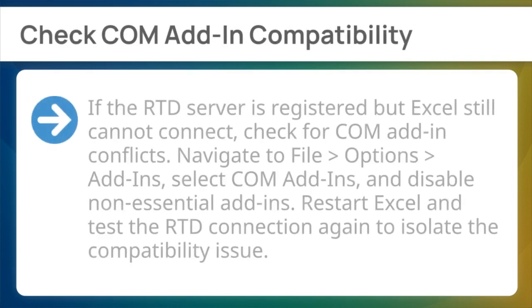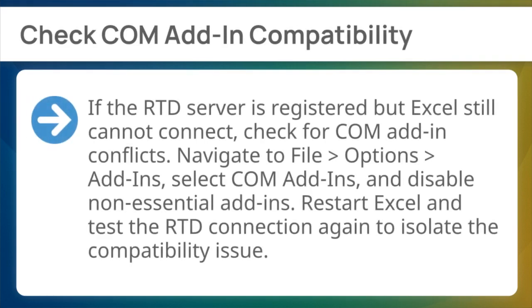Finally, check COM add-in compatibility. If the RTD server is registered but Excel still cannot connect, check for COM add-in conflicts. Navigate to File, Options, Add-ins, select COM add-ins and disable non-essential add-ins. Restart Excel and test the RTD connection again to isolate the compatibility issue.